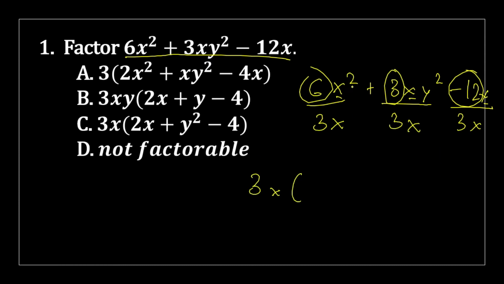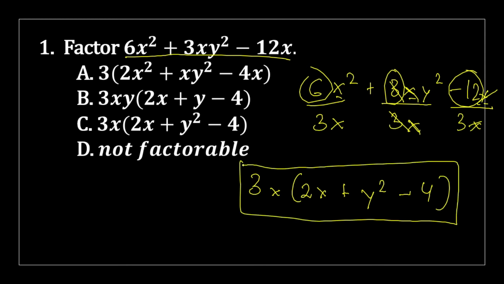Now let's try to factor this out by dividing 3x from each term. 6x squared divided by 3x: 6 divided by 3 is 2, x squared divided by x is x, copy the plus sign. 3x squared divided by 3x: cancel 3x, so we are left with y squared. Then 12, copy the negative sign. 12 divided by 3 is 4, and x divided by x is 1. So we have this factor. So the answer is letter C.